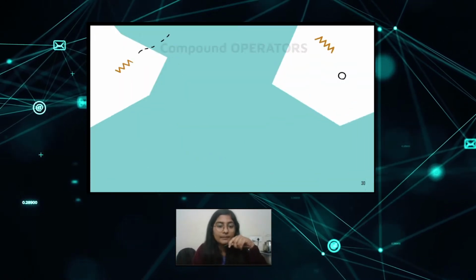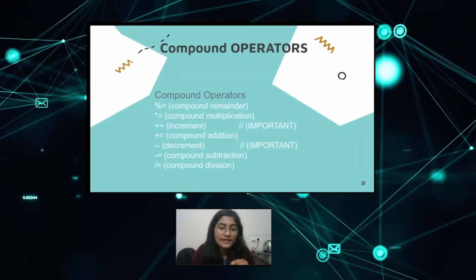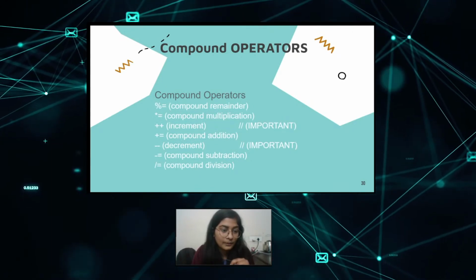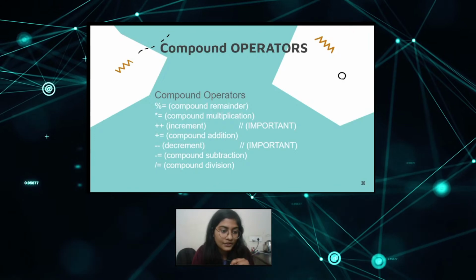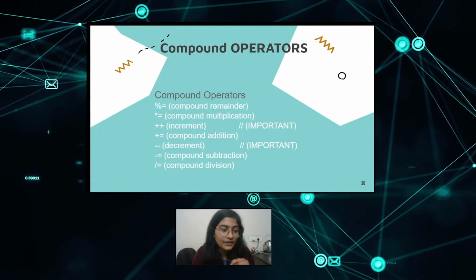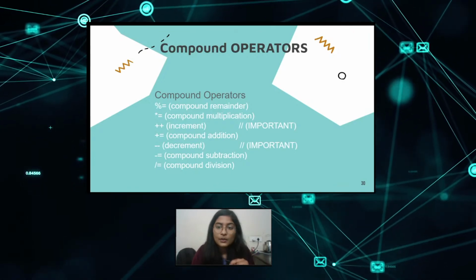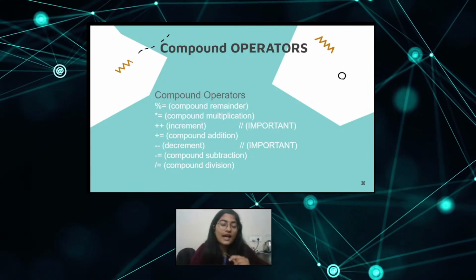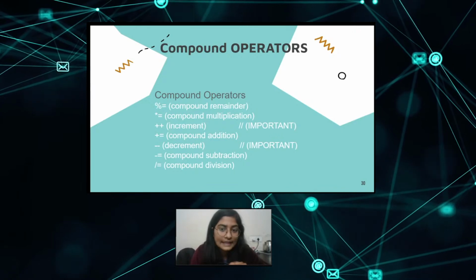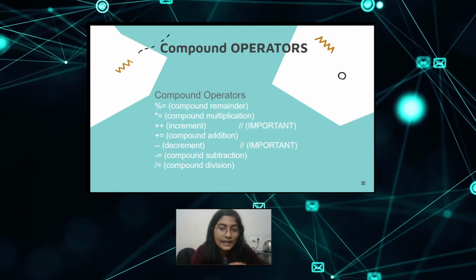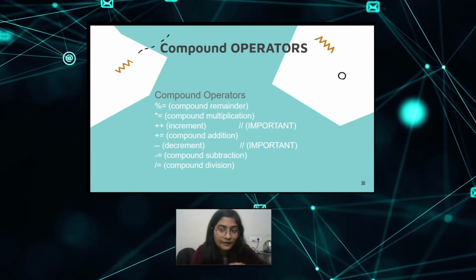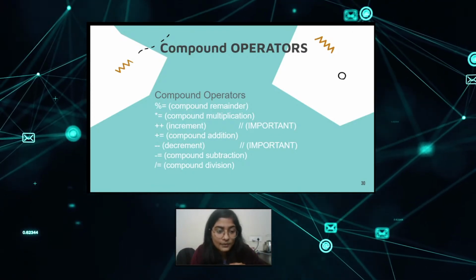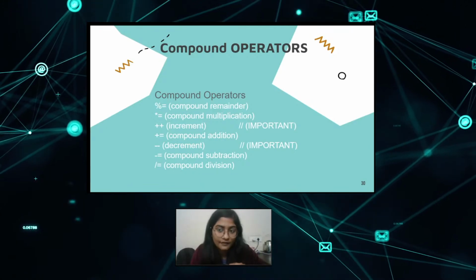Next comes the compound operator. There are 7 compound operators as shown: compound remainder, compound multiplication, increment, compound addition, decrement, compound subtraction, and compound division. So let's see how we use it. We'll use it as an example. Suppose int a equals to 10 and we write a compound remainder equals to 5. So a compound remainder equals to 5 will be the same as a equals to a mod 5.